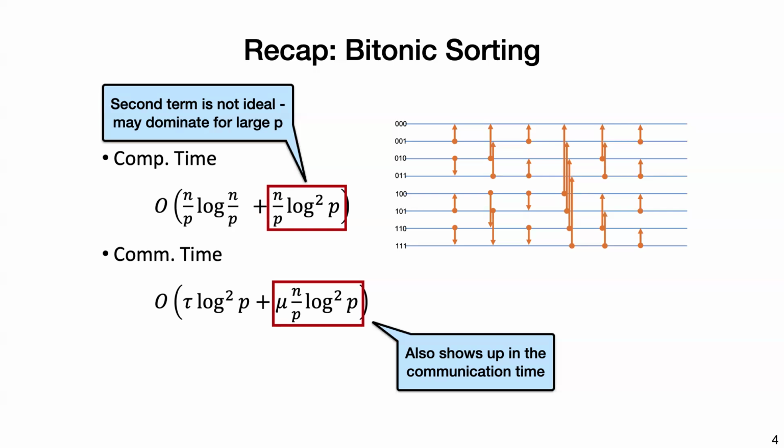And so for bitonic sorting, this is good. This is just the time to sort on one processor, and it doesn't seem like we can hope to do that much better than this, because we at least have to sort the individual problems on each processor. However, there's this extra n over p times log squared p term, which is not ideal, because if p is large, then this log squared p may become larger than log n over p. And also for the communication time, there's this extra factor of log squared p. There's this log squared p because there are log squared p columns in the sorting network, but ideally we would like to bring this down.